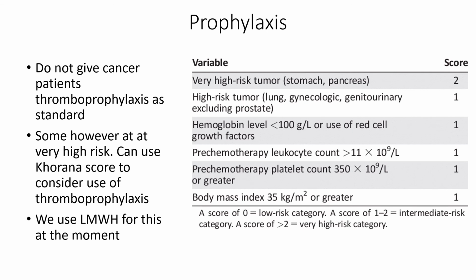So this is the Khorana score. It's a little list of things that tell you, is someone really high risk? So let's say you have a patient with stomach cancer that's anemic, has a high white count, and has a BMI of 40, then you may well want to consider giving them prophylactic low molecular weight heparin.